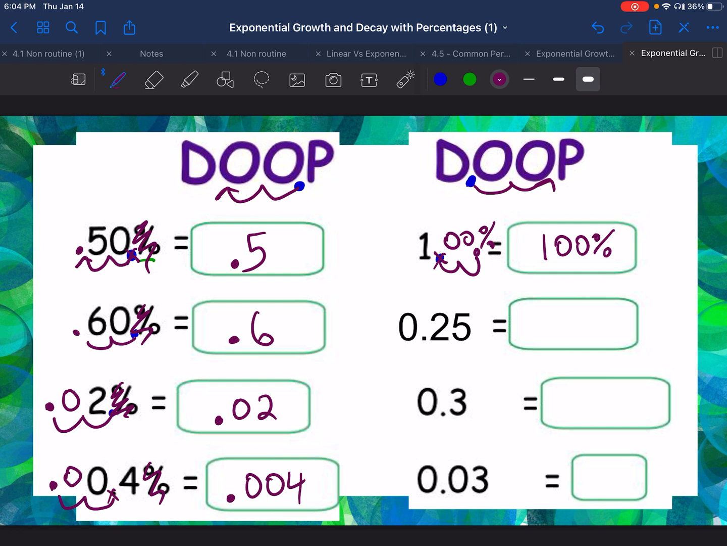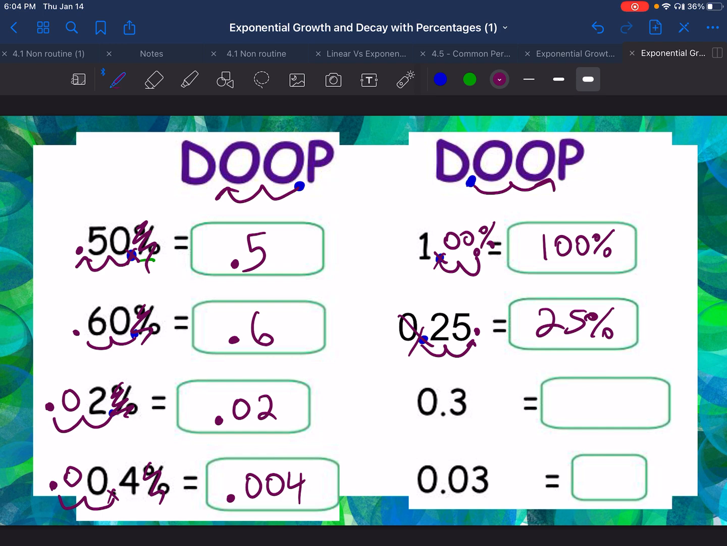The next one's a little more straightforward. I have a decimal point. I know I need to move it 2 places to the right. What do you think 0.25 is going to be as a percent? Well, that's going to be 25%.